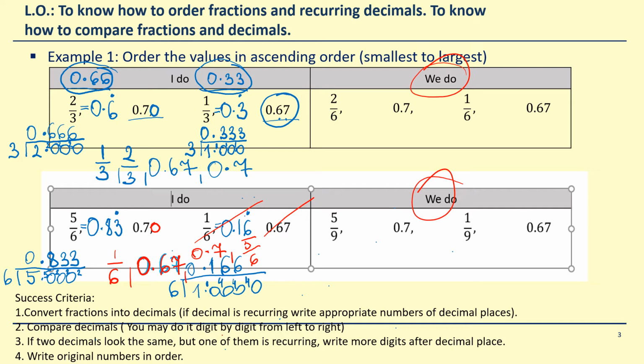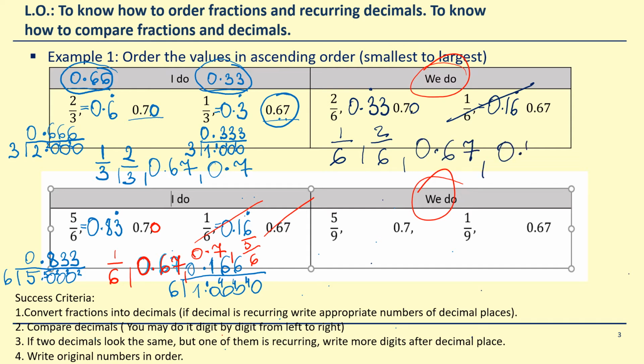So this is 0.3 recurring, and this is 0.16 recurring. Again, I want them all to have the same number of digits after the decimal point, and now it's easier to compare them. So the smallest one again is 1/6. Next one is 0.33, so 2/6, which obviously makes sense. Next one is 0.67, and the largest one is 0.7.